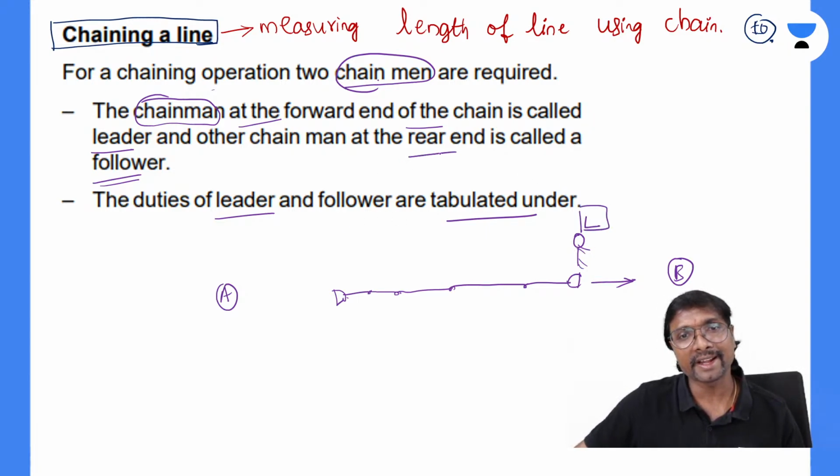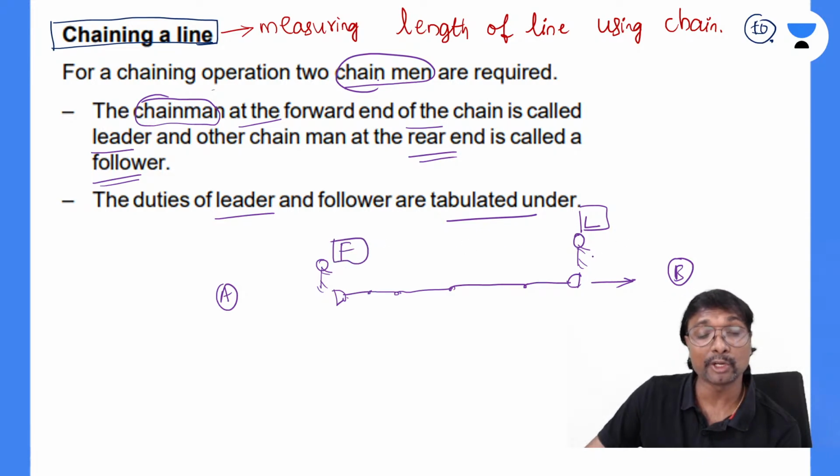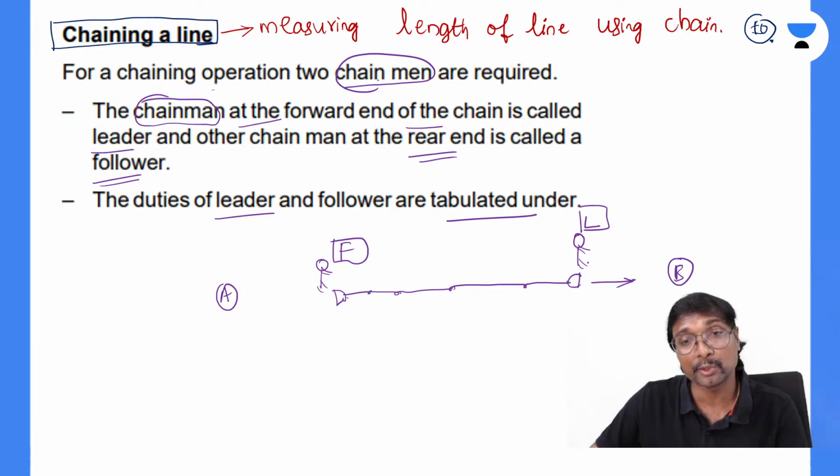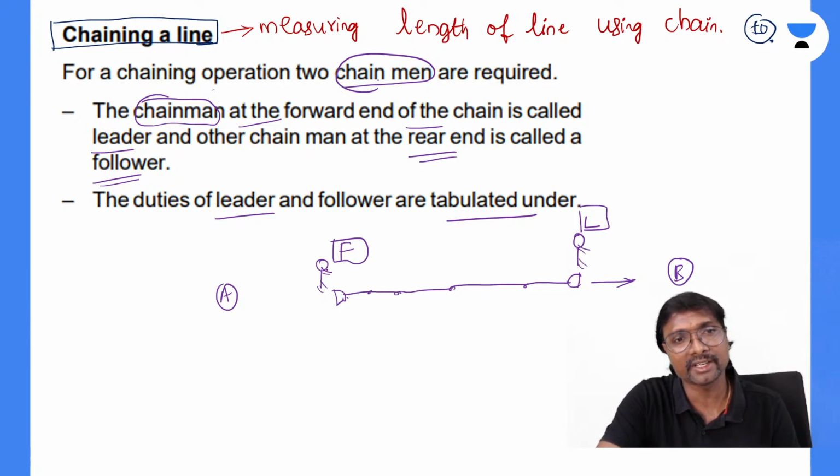And the chain man at the rear end is called your follower. Who is this fellow? The backside fellow is your follower. So the forward, front side fellow is called the leader, and the backward side fellow is called the follower. What are the duties of this follower and this leader?